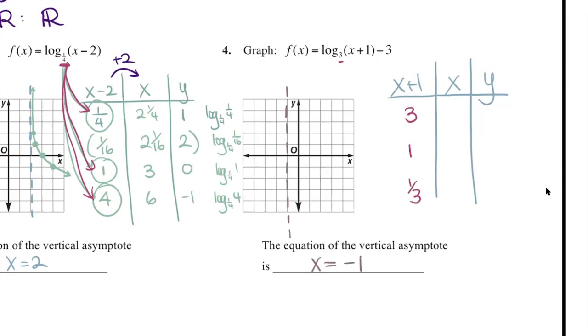Okay. Help me out with the next part. Gloria, to get from x plus 1 to x, what do I need to do?